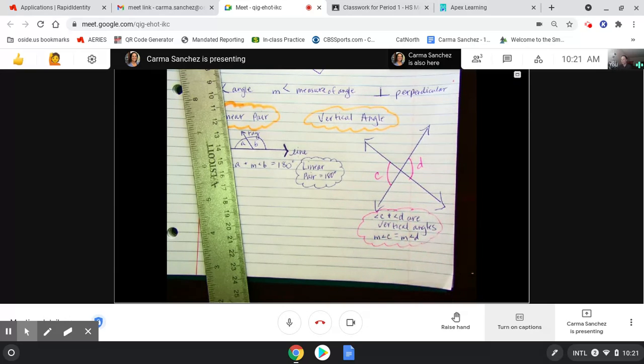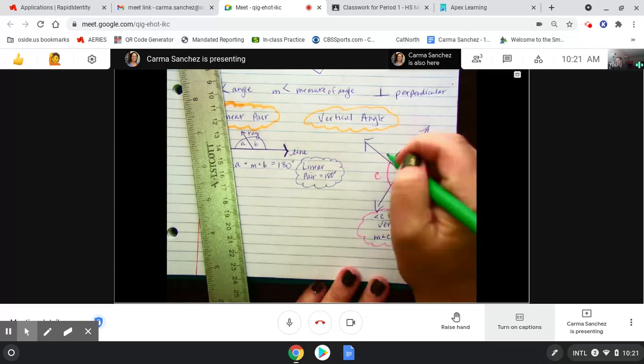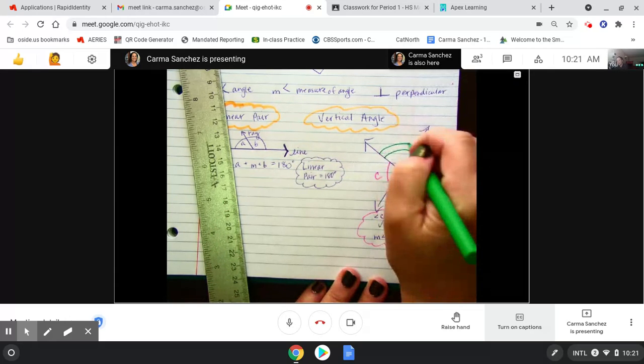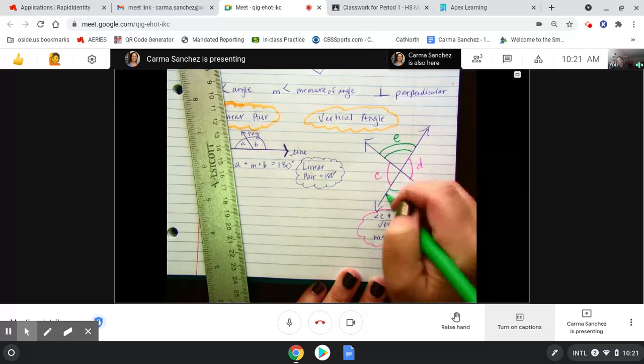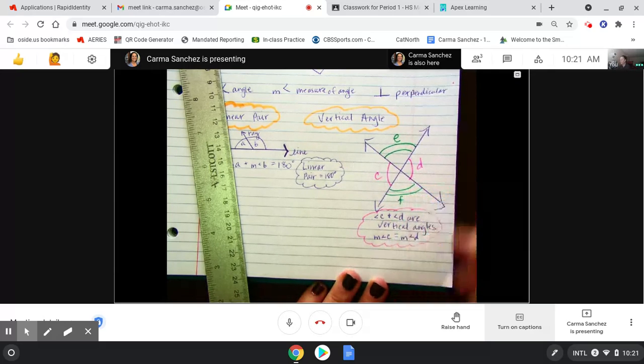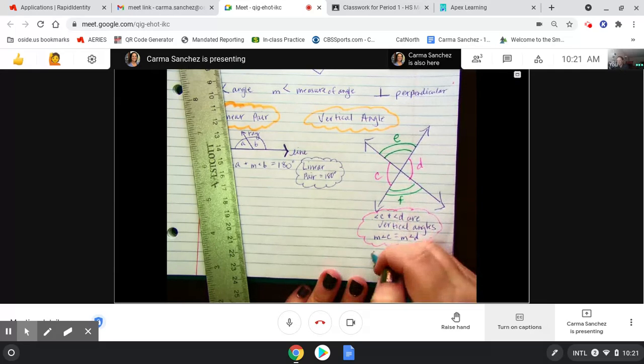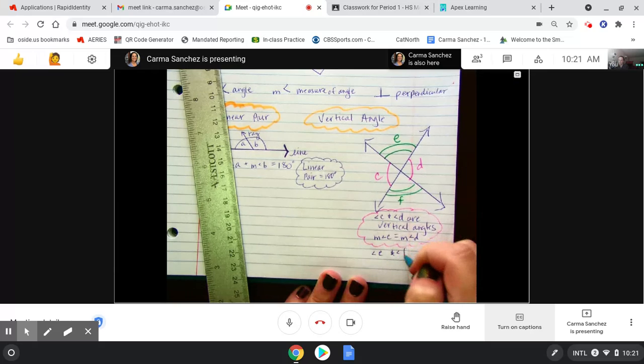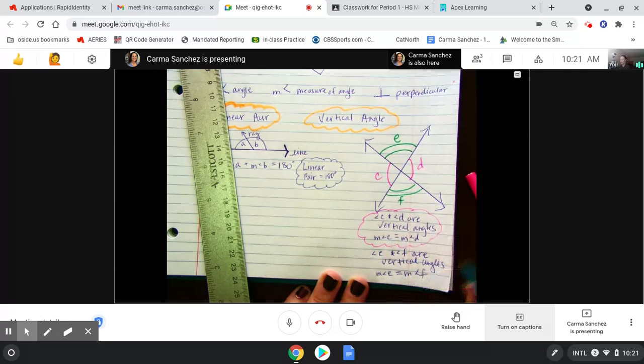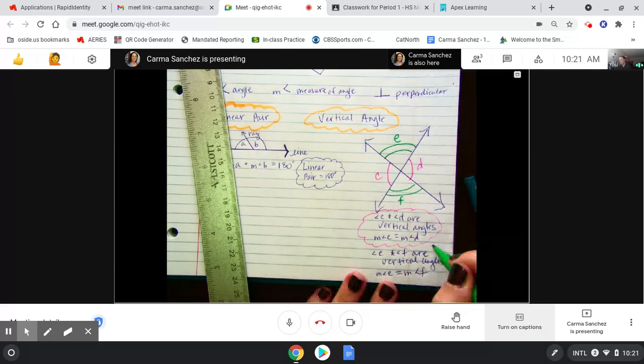Well, you might be thinking, wait a second, what about those other ones right there, Ms. Sanchez? Okay, let's go mark those. Let's call this angle E, and let's call this one angle F. And we could also say that angle E and angle F are vertical angles, and therefore they are equal. So the measure of angle E is equal to the measure of angle F because they're vertical angles.